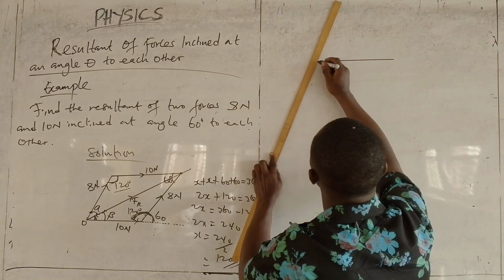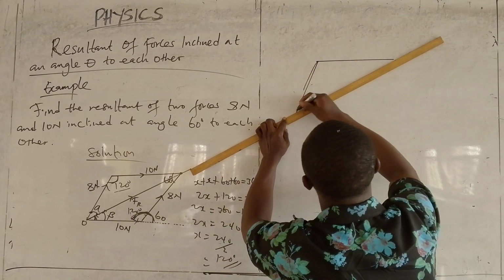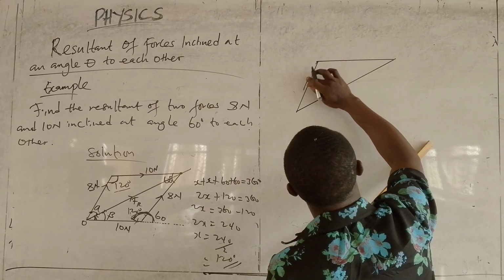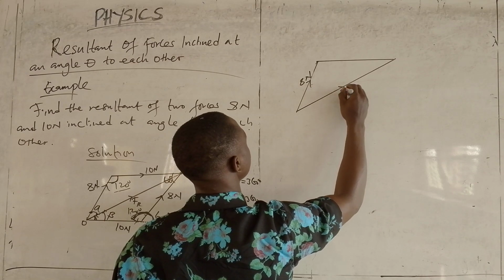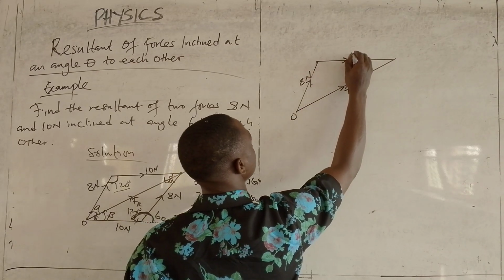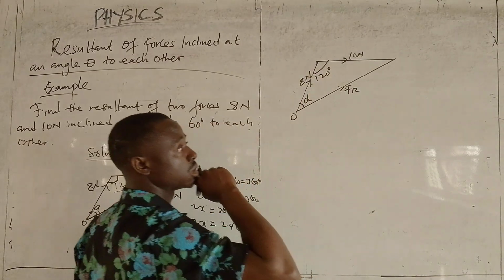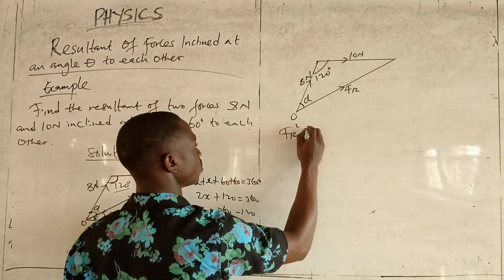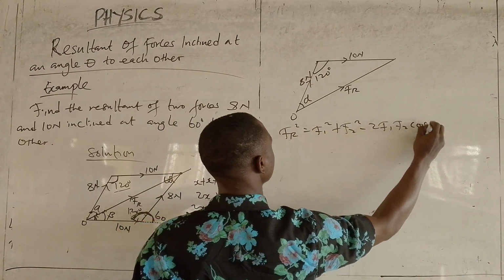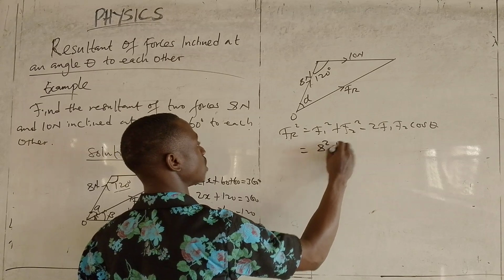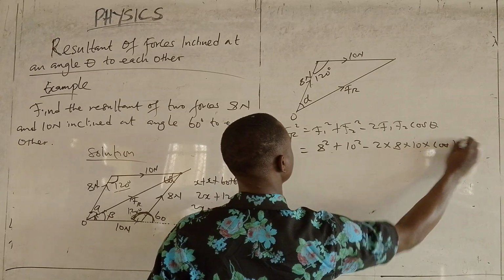Don't forget. So we have this, this, and this. Then this is 8 Newton, this is FR, this is the origin, this is 10 Newton, this is alpha. We need this. Then this is 120 degrees. So you remember FR squared equals F1 squared plus F2 squared minus 2 F1 F2 cos theta. So that's going to be 8 squared plus 10 squared minus 2 times 8 times 10 times cos 120 degrees.